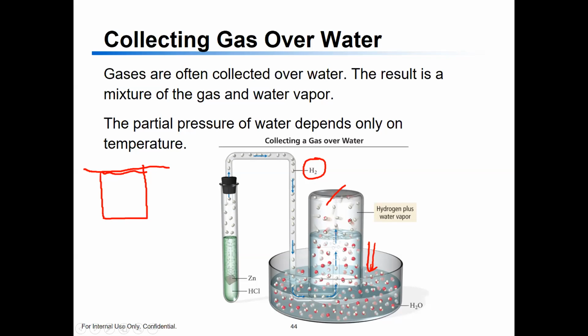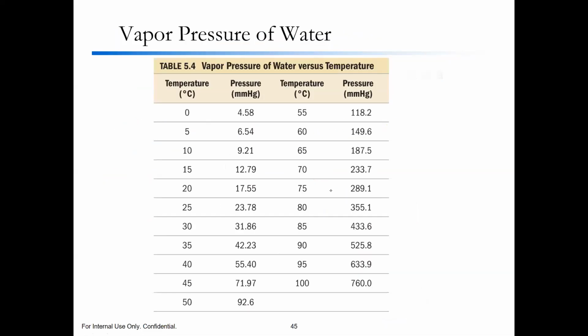And what's in the gas here? It's going to be hydrogen plus water vapor, or water gas, because water is evaporating, right? So we're going to have two gases in here. Probably more hydrogen, probably very little water, but we're going to have two gases.